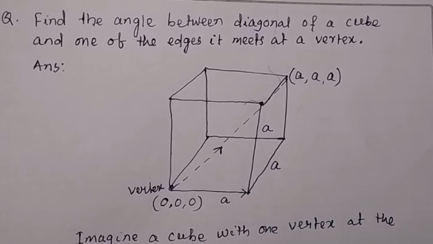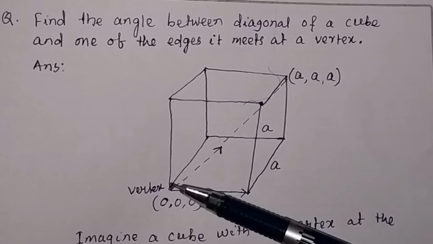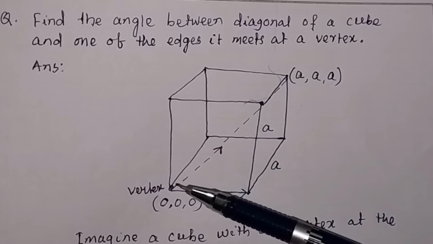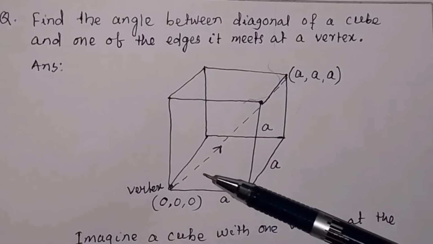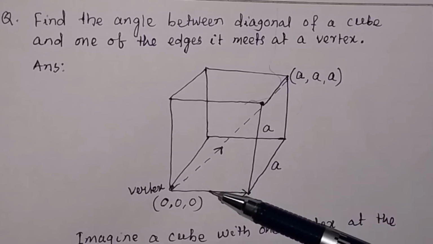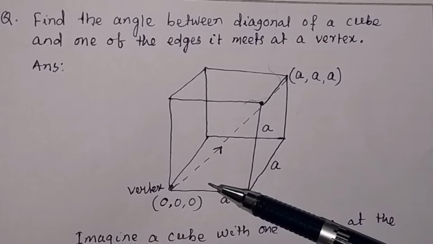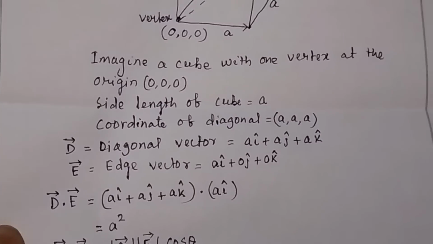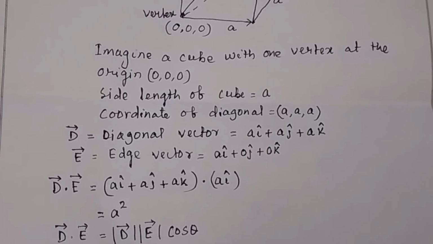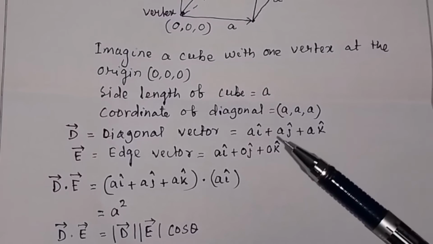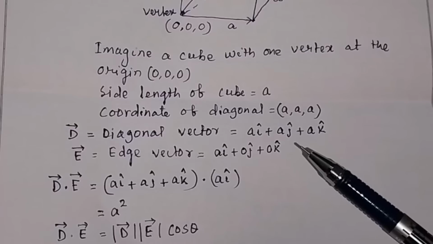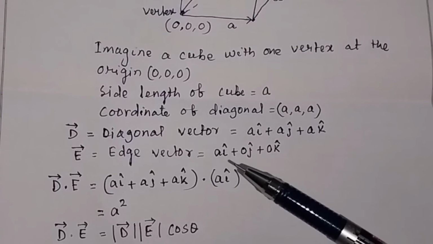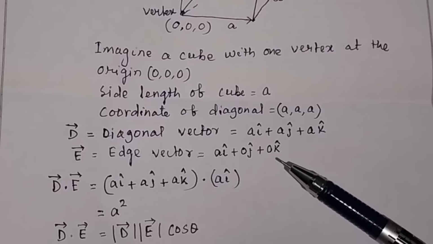So we have to find out the angle between the diagonal vector and this edge vector, and this is the angle between the diagonal vector and the edge vector. So you have two vectors. One is your diagonal vector, which is equal to a i cap plus a j cap plus a k cap, and the edge vector is a i cap plus 0 j cap plus 0 k cap.